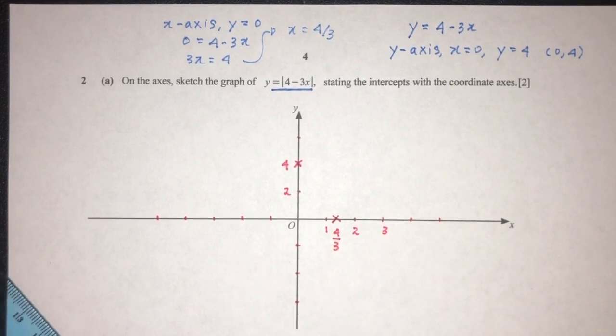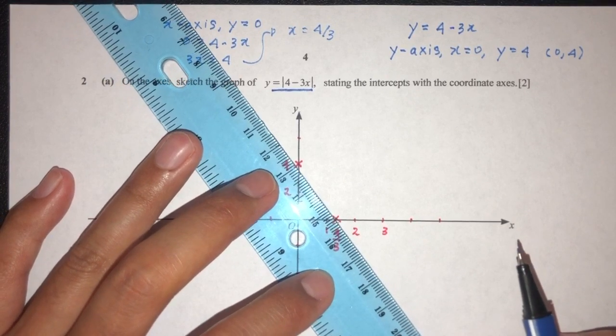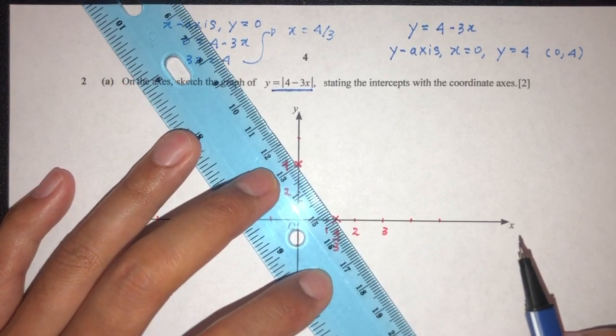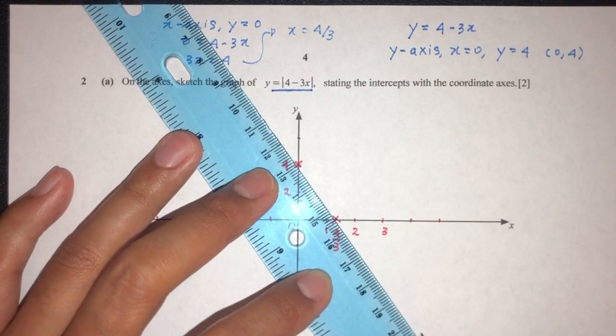Now obviously we have to first draw the line. It is a straight line at first. So here we have these two points joining together. But now we have to understand this is the graph without the modulus. What does it mean to have a modulus? So pretty easy.